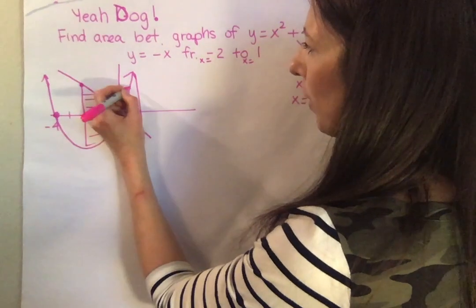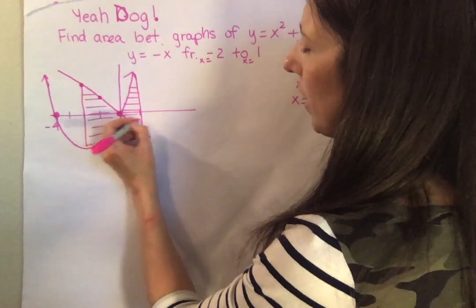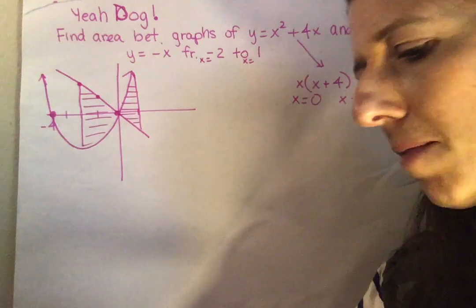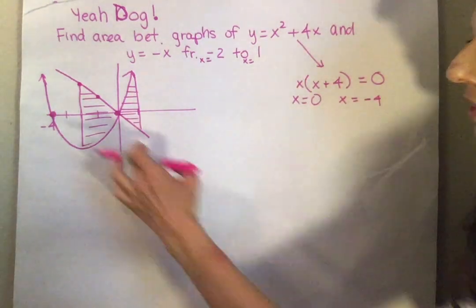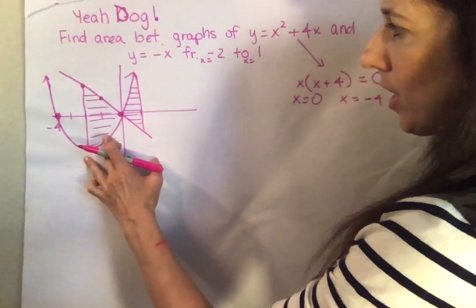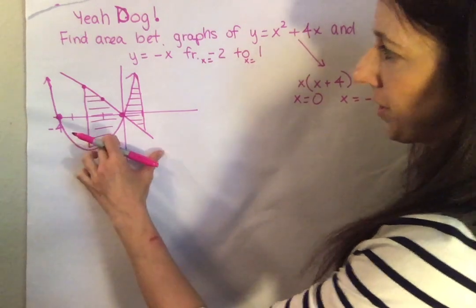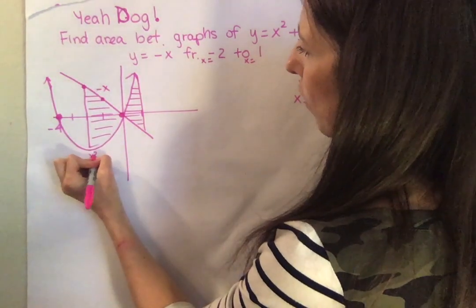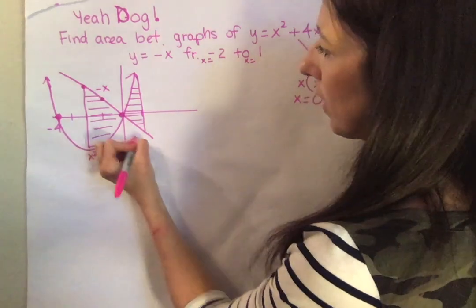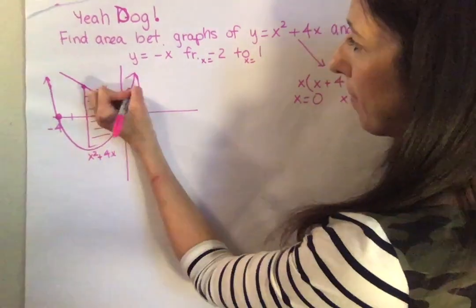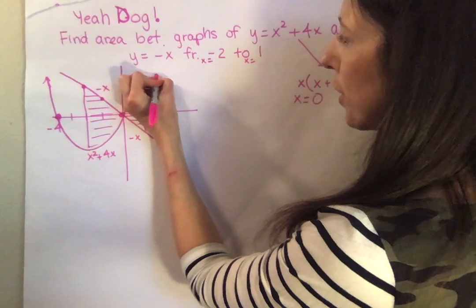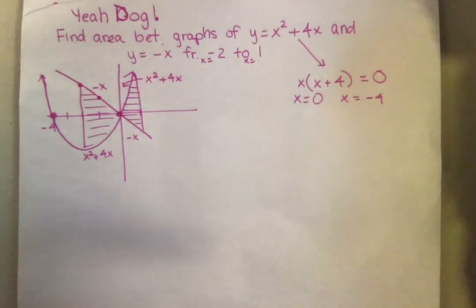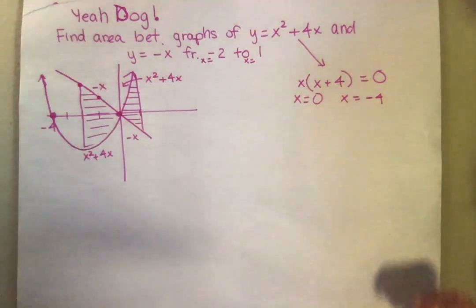But this is called example yeah dog because it's a little trickier. So what's tricky about this problem is to the left of the origin, the linear function is on top. And to the right of the origin, the linear function is now on the bottom. So in order to get the correct value for the area, we need to set up 2 different integrals.